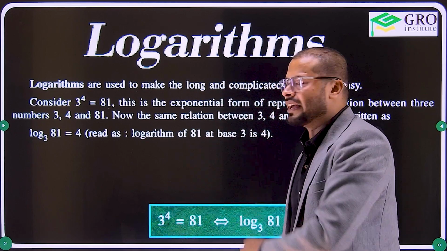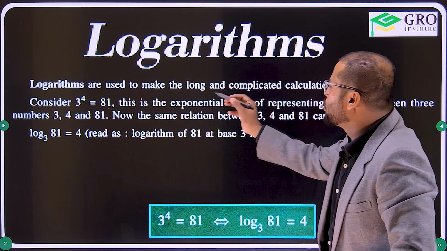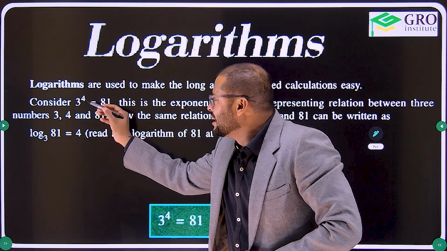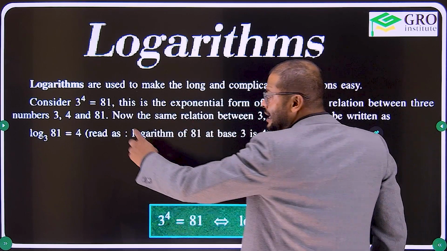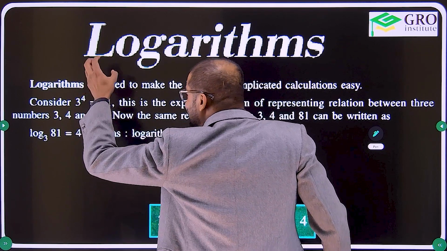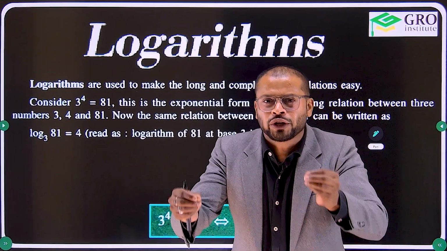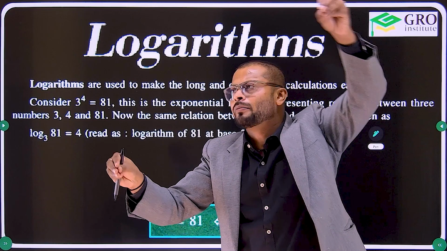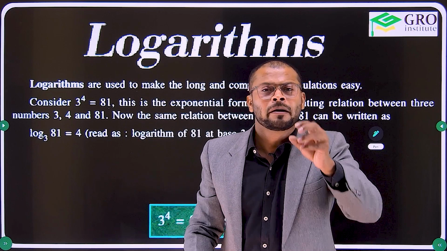So now let's begin. First of all, let's define what is logarithm. Logarithms are used to make long and complicated calculations easy. Suppose 3 to the power 4 is equal to 81. This is exponential form, right? Now we may convert this exponential form into logarithms. Are you getting my point? I am going to convert exponential form into logarithmic form and logarithmic form into exponential form. It means interconversion has to be done properly, right?